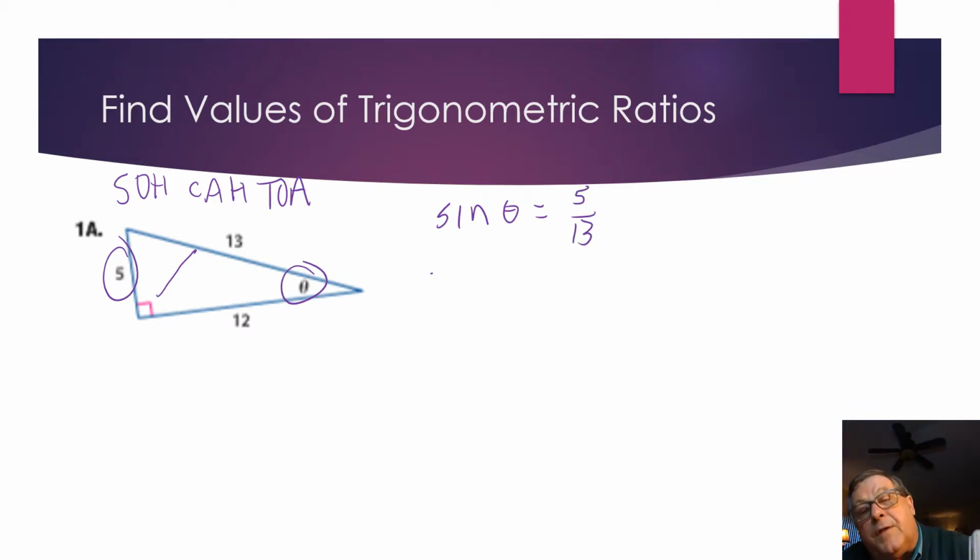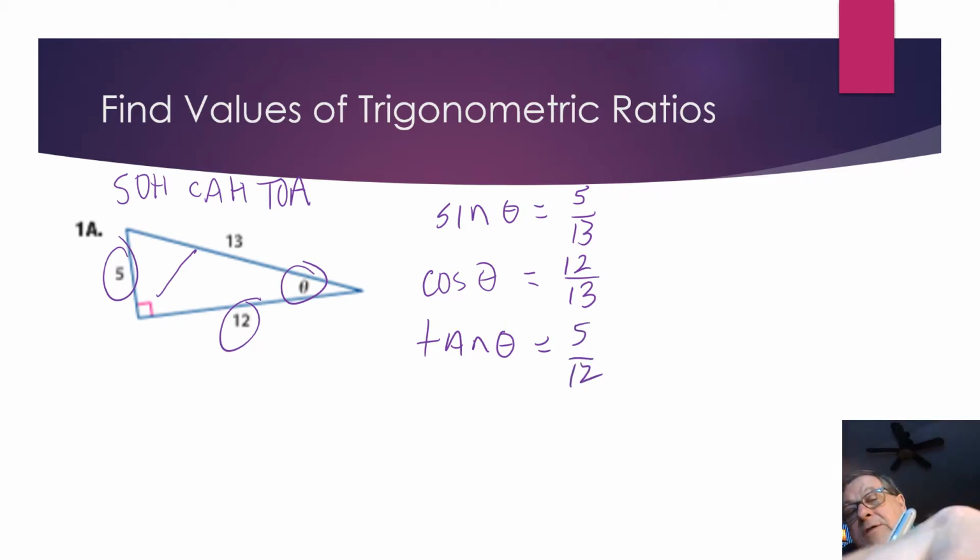The cosine of theta is the adjacent. Well, the adjacent here is 12. So that equals 12 over 13, adjacent over hypotenuse. And the tangent is the opposite over the adjacent, so we got 5 over 12.